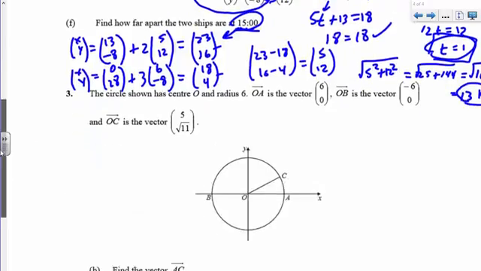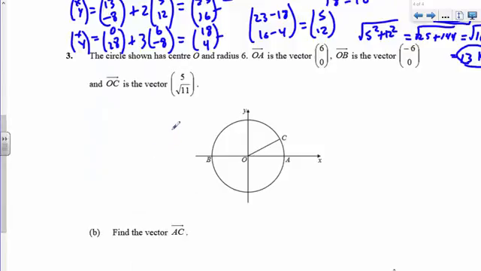I think this is the last question. All right. The circle shown has a center O and a radius of 6. OA is given by this, and OB is given by this. O is this, the center point. So they're telling me OA is (6, 0). So this distance, they're telling me the radius is actually 6. That's what they mean by this right here, from O to A, and that's what OA means.